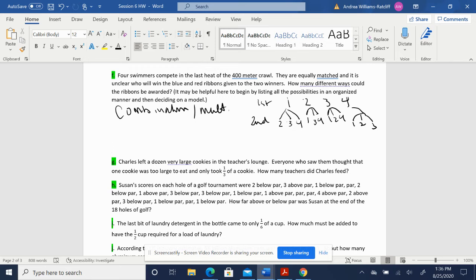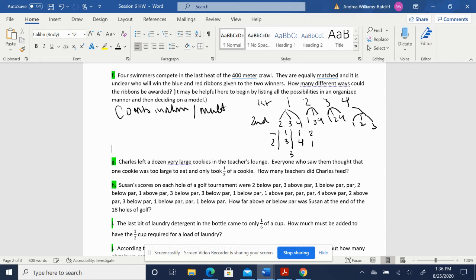Okay, so it says who will win red and blue, okay, to 2 winners. How many different ways could the ribbons be awarded? Oh, okay. Yeah, so we are looking for first and second place. I was thinking there for a second that we were looking for 2 winners. That might be a little bit different. So here, look what we've got. Look at the possible combinations. We've got here, this would be swimmer 1 gets first, and then swimmer 2 gets second. This would be swimmer 1 gets first and 3 gets second. Same thing for 4 here. So these are 3 outcomes.